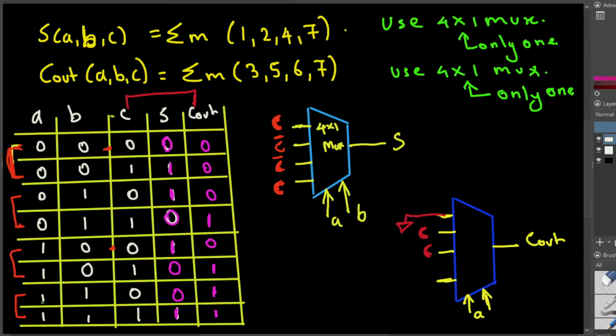Let's look at this 1, 1 group. When A is 1, B is 1, what's happening to C and C out? When C is 0, C out is 1. When C is 1, C out is still 1. So it doesn't matter what you put for C, the C out is always going to be 1. So you connect this one with VCC. And that's it. That's our diagram. And this one is B. This is a control system, A and B.